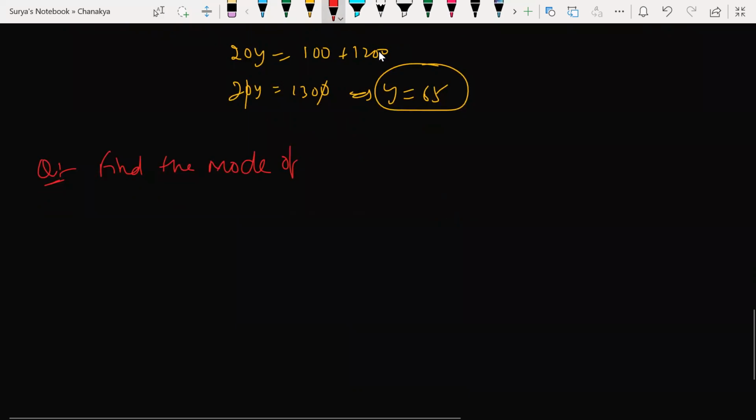We'll go. Find the mode of the following items.